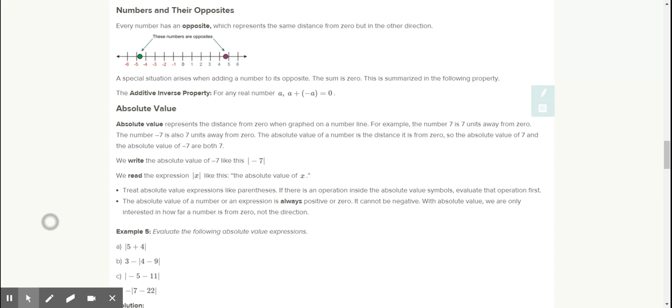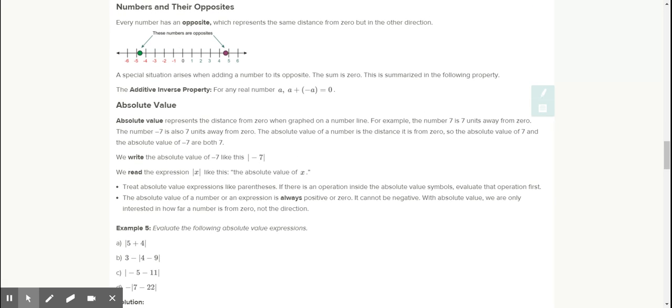So let's look at numbers and their opposites. Every number has an opposite, which represents the same distance from 0, but in the other direction. So let's take a look here. We've got 0. Now I've got a number that's not quite 5, and there's an opposite on the other side, not quite -5.